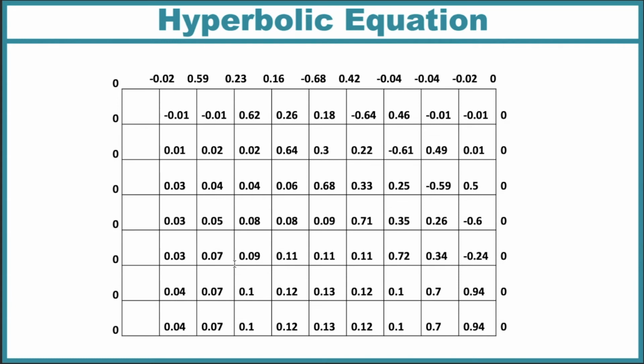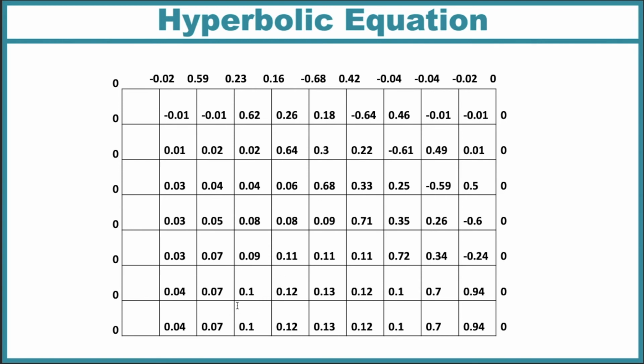Next, to find this value again, cross 1, it is 0.07 plus 0.12 minus 0.1. So what is the value? 0.07 plus 0.12 is 0.19, minus 0.1. Okay, divided by 2, I get this value, that is 0.09.